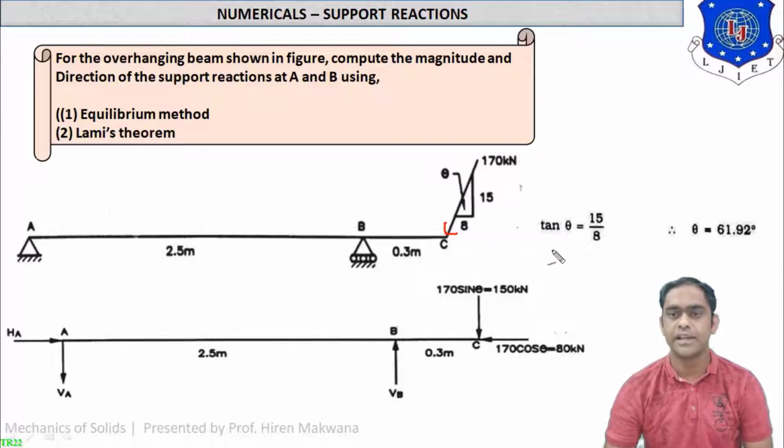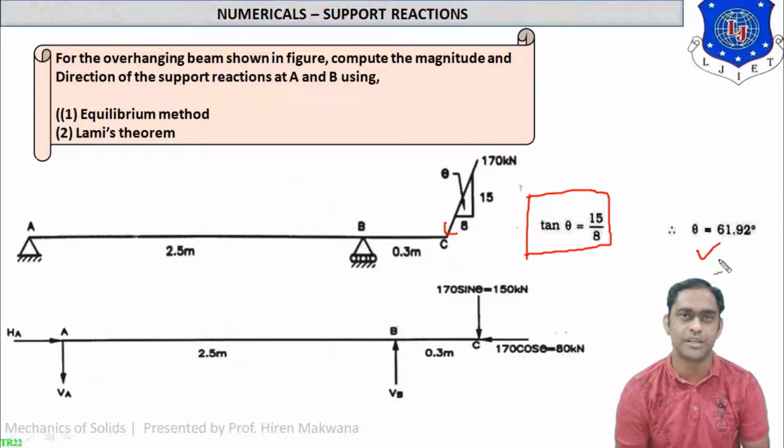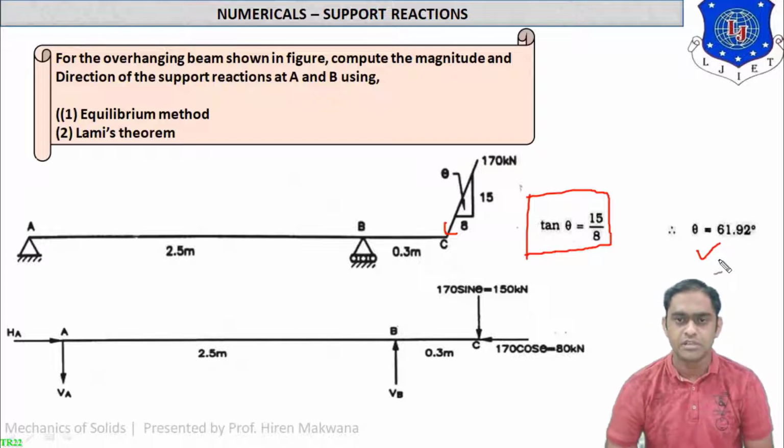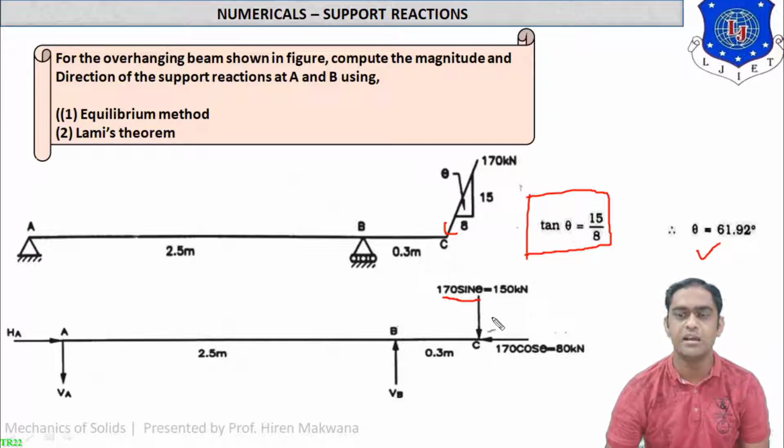So you can calculate tan theta is equal to 15 by 8. So theta will be 61.92 degree. Okay, so theta is equal to 61.92 degree. So theta is available, and hence you can make the vertical component and horizontal component of this 170 kilonewton. So 170 sin theta is the vertical component. By replacing theta over here, you can find in the calculator it is 150 kilonewton.